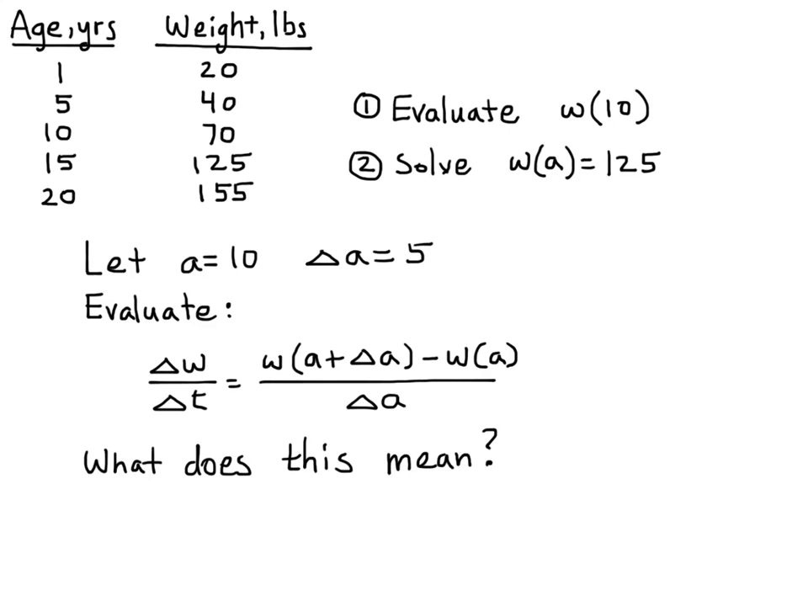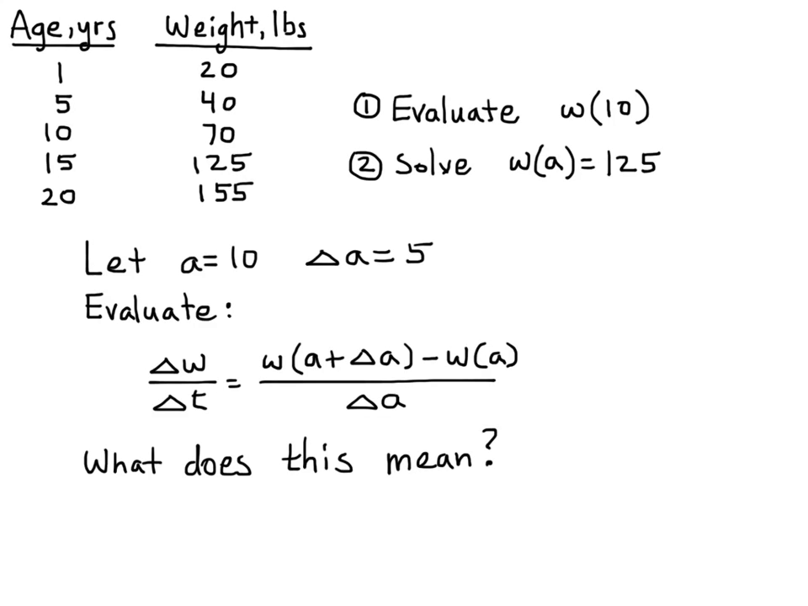When we're talking about these deltas, where delta A is 5 years, this is a substantial number of years, we're looking at that first W of A plus delta A is W at 15. So that means that's 125 pounds. So if we say 125 pounds minus W at A is 70, so we have 125 minus 70 divided by 5. What that means is that we've increased in weight over a certain period of time. So this is the average weight change over 5 years.